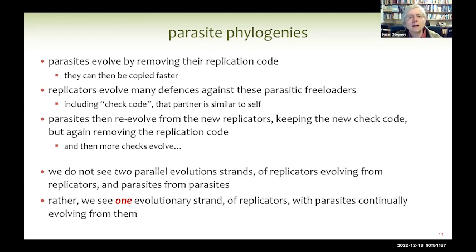So interestingly, with this form of evolution, we don't see two parallel strands of evolution of replicators evolving from replicators and parasites from parasites, which you do tend to see more in natural parasites. But in this particular case, we only see one evolutionary strand of replicators, with the parasites themselves continually evolving from the more and more evolved replicators.